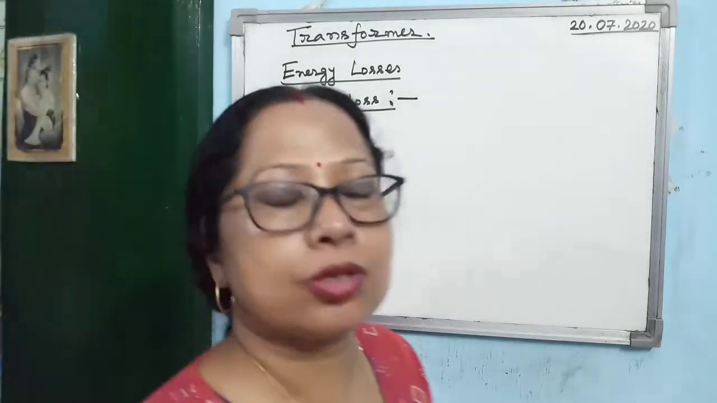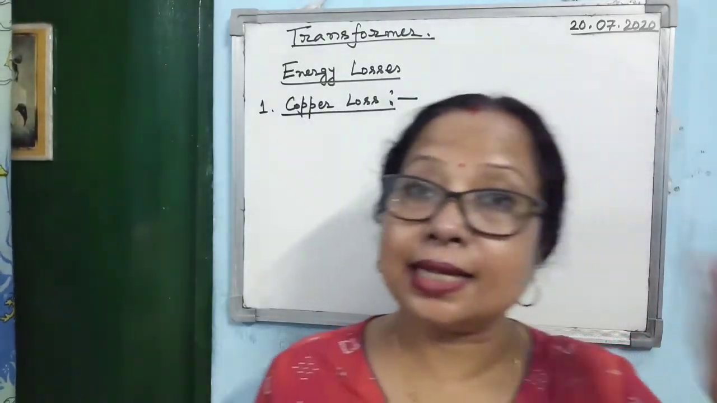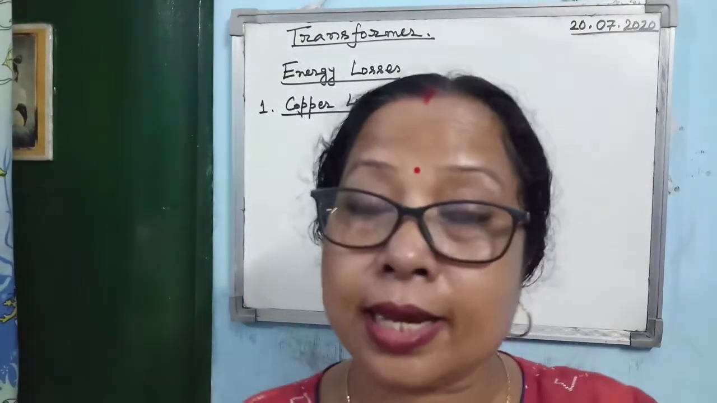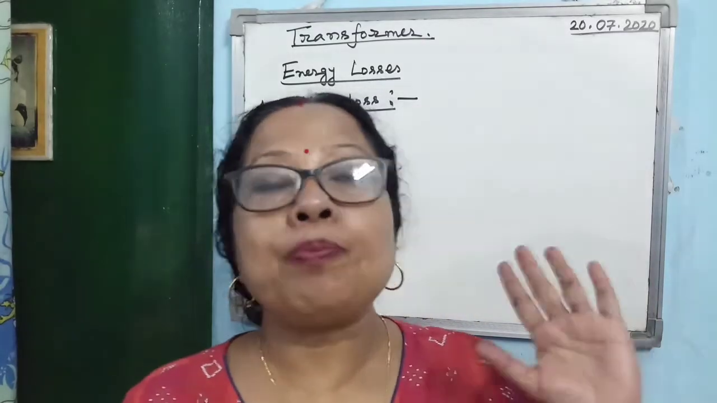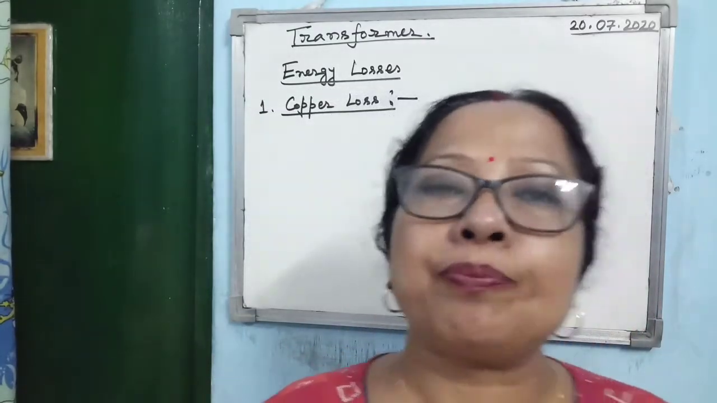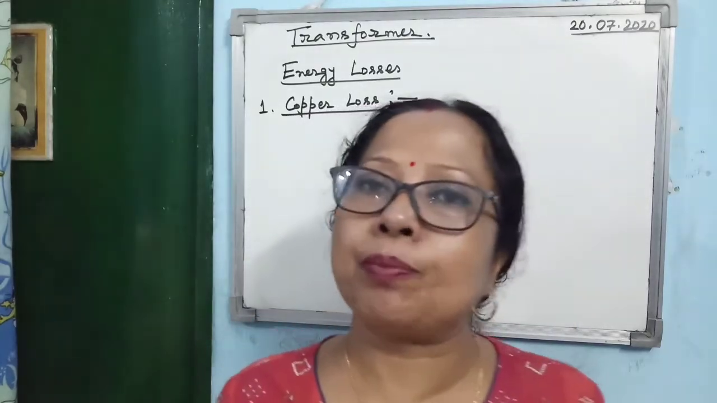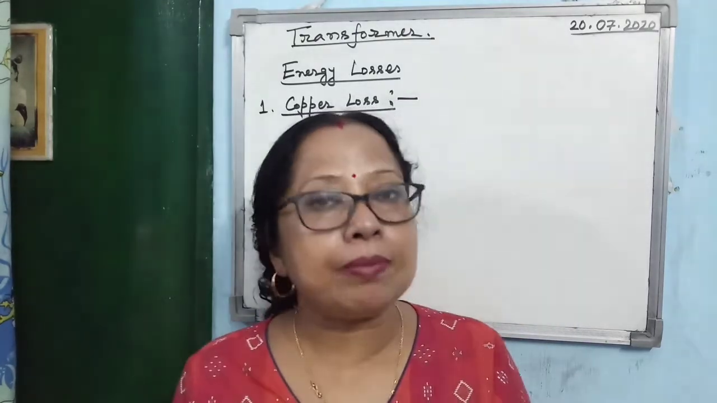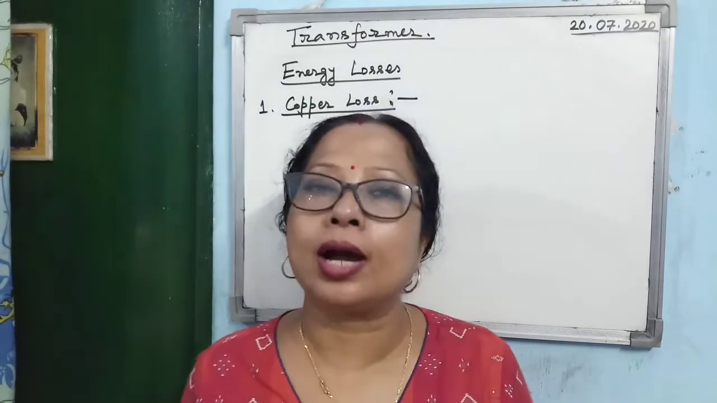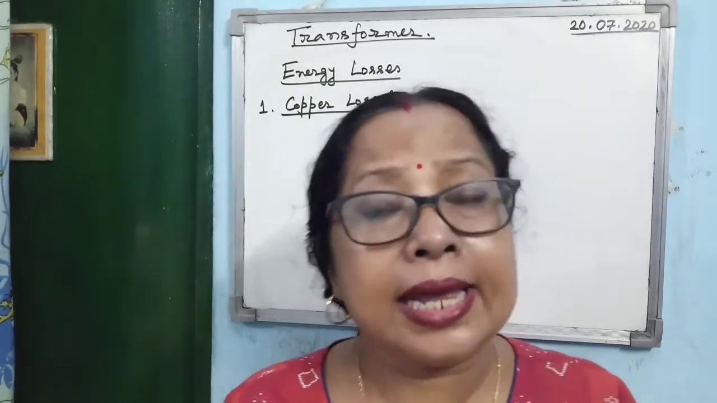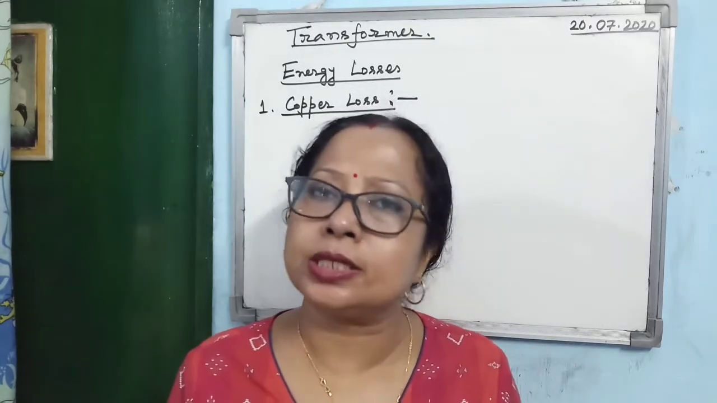The first one is known as copper loss. These are the energy losses in a transformer. In detail, I taught you in 10th standard, so I am teaching it first. What is copper loss? You know that the primary and secondary coils are made up of copper. So when the primary current and secondary current pass through the primary and secondary coils, what happens? Heat will develop according to Joule's heating effect.